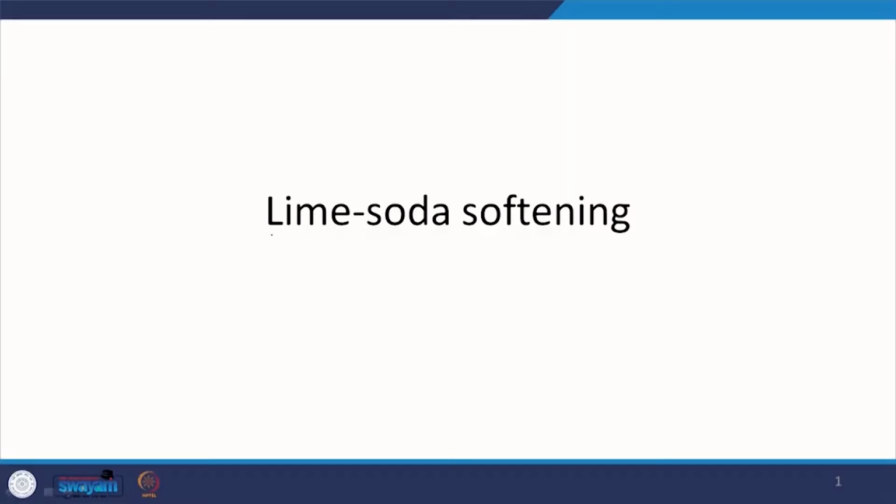We are going to talk about a new aspect today. It's about lime soda softening. So let's dig right in. I'm assuming most people would have had at least some inkling about what we are going to talk about today, lime soda, and then we are going to use that to soften the water.